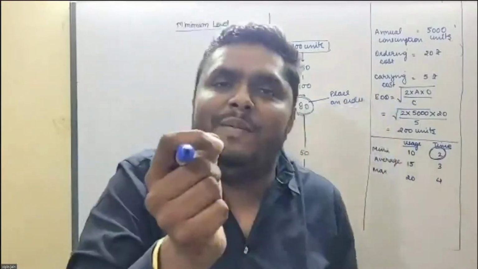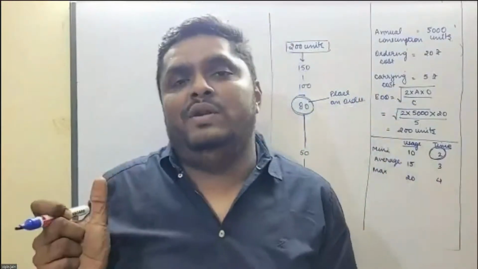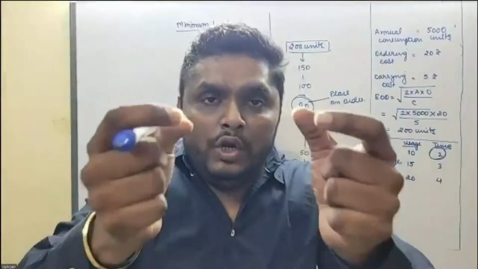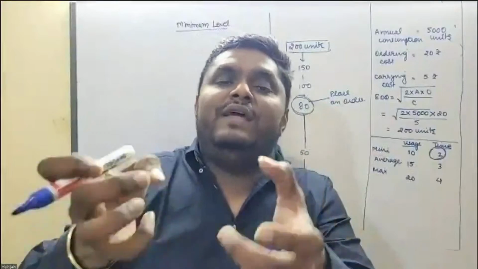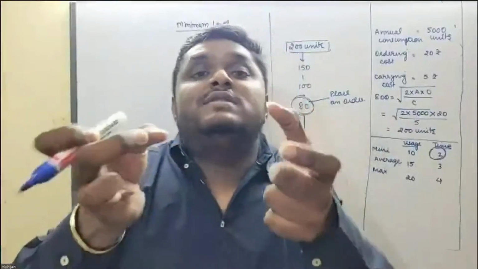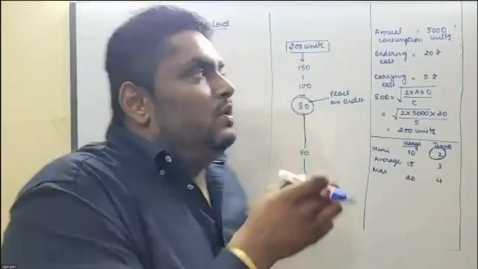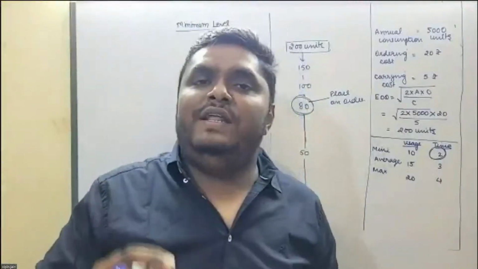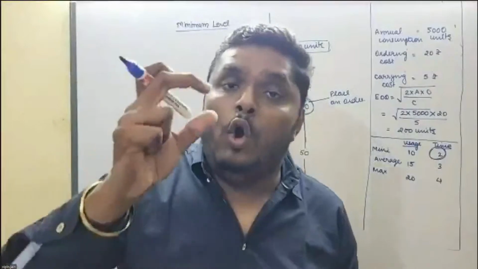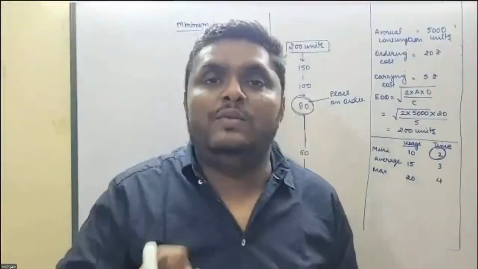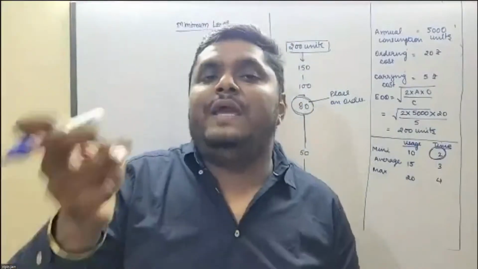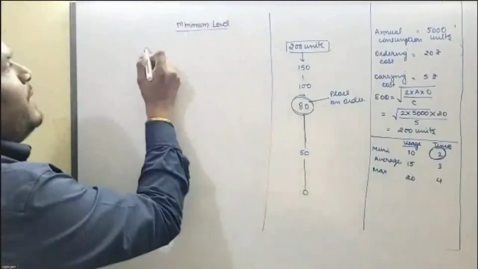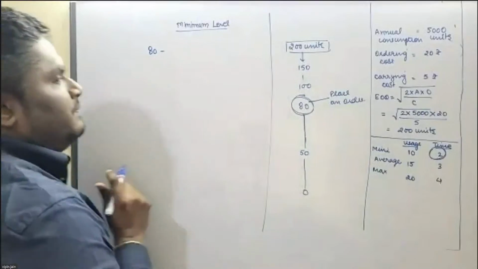So the minimum level will be less than 80 units, because we placed the order at 80 units. During the period in which the order is received, some amount of units will be consumed. My point is, once we reach the level of 80 units, we have to place an order. After placing the order, it will take some time. In that period of time, some units will be consumed. So the minimum level will be less than 80.